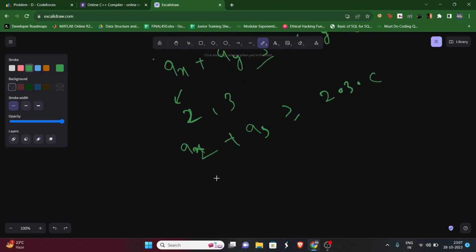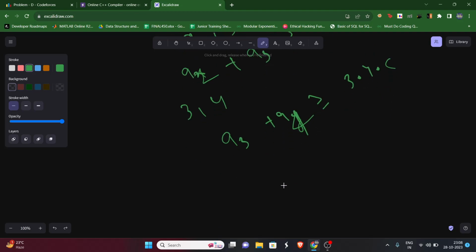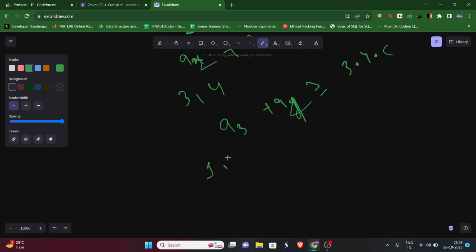If we are choosing, let's say, city 3 and 4, then it will become a3 plus a4 should be greater than 3 into 4 into c. If we are choosing city 1 and city 4, it will become a1 plus a4 should be greater than or equal to 1 into 4 into c.